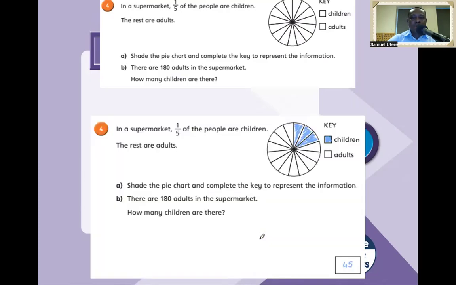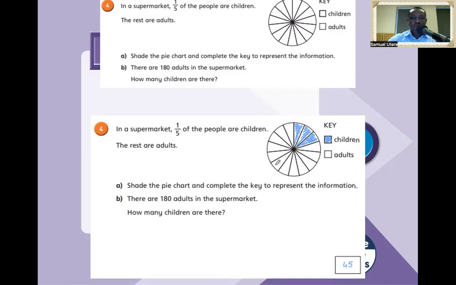So question 4, you ask, in a supermarket, 1/5 of the people are children. The rest are adults. You're asked to shade the pie chart and complete the key to represent the information. So here you can shade with a particular color. We have the total number of parts. You have 3 here, 3, so that's 6. Another 3, that's 9. Another 3, that's 12. So we have 15 parts. So it means shading 3 out of the 15 to get 1/5. Okay.